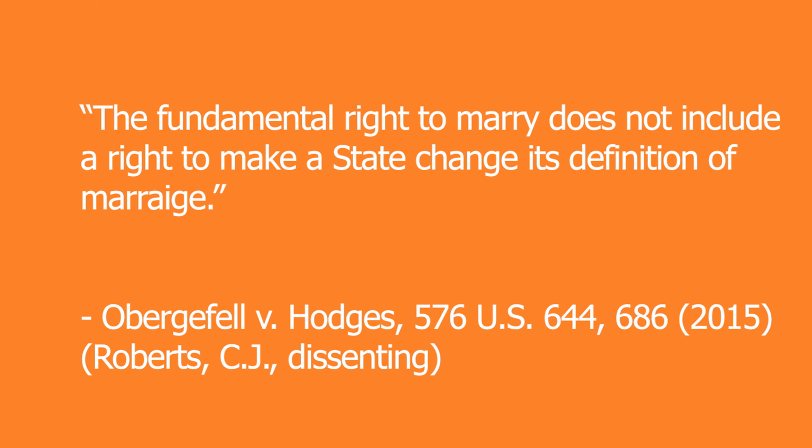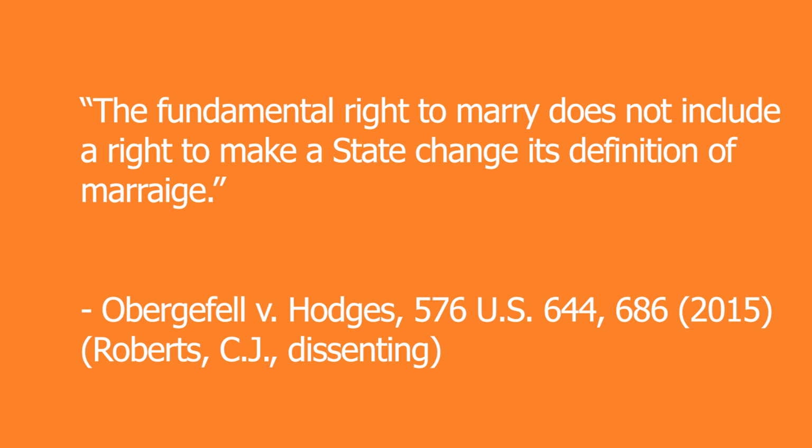That all might sound fine on paper, but what I find extremely unconvincing about this argument is that Chief Justice Roberts and those that agree with him don't seem to have any problem with Loving v. Virginia. In an attempt to explain how prohibiting interracial marriage is somehow different than prohibiting same-sex marriage, Chief Justice Roberts explains that the fundamental right to marry does not include a right to make a state change its definition of marriage. But what I fail to understand is how Loving can't also be criticized on this very same basis.